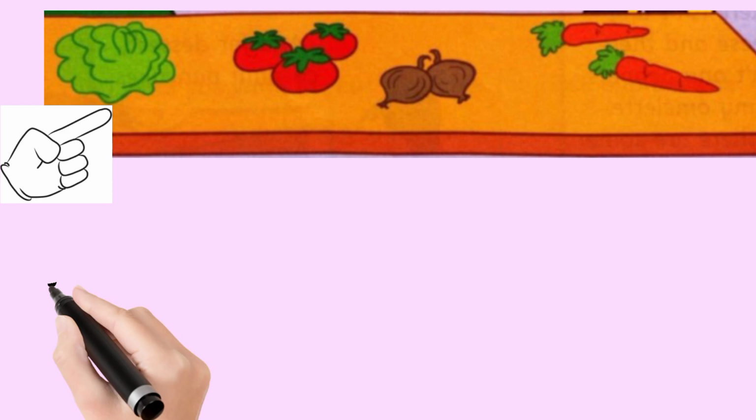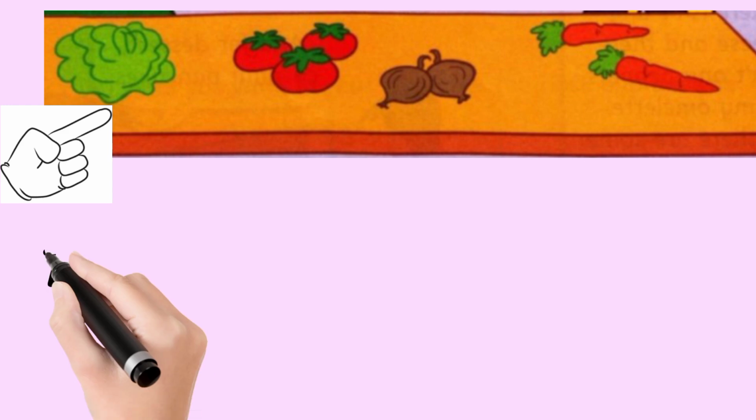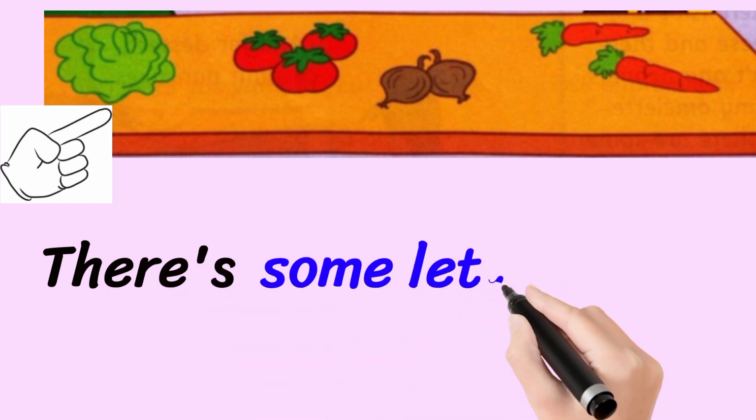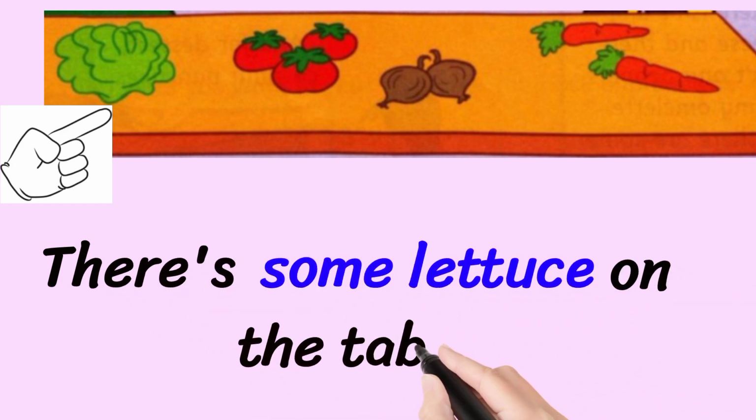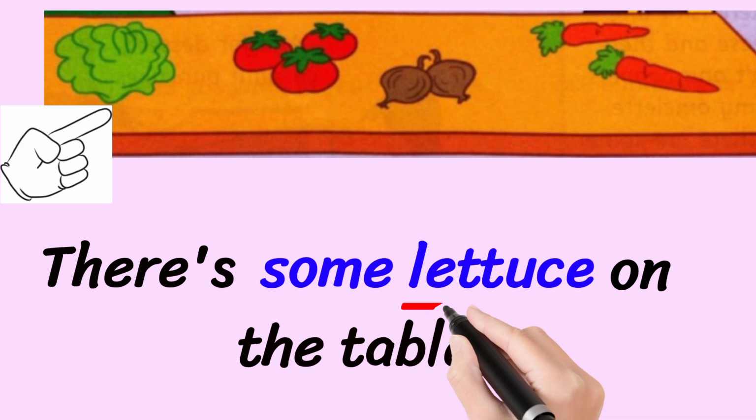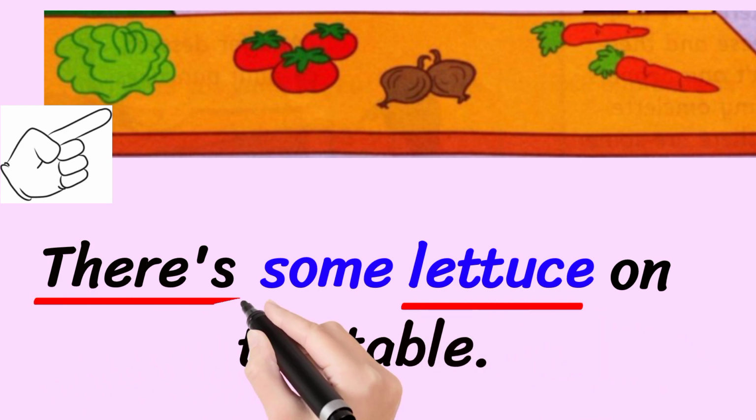Look at the picture. Look at the pointing finger. The finger is pointing at a lettuce. We can say, there's some lettuce on the table. There's only one lettuce on the table. So we use there's.